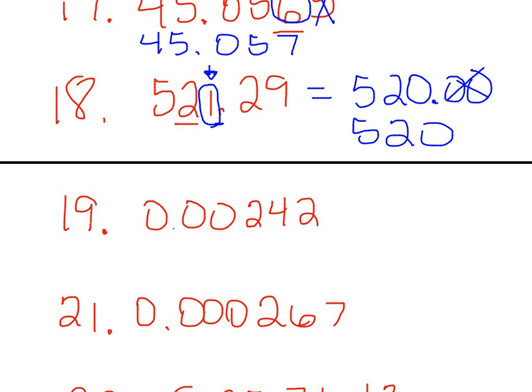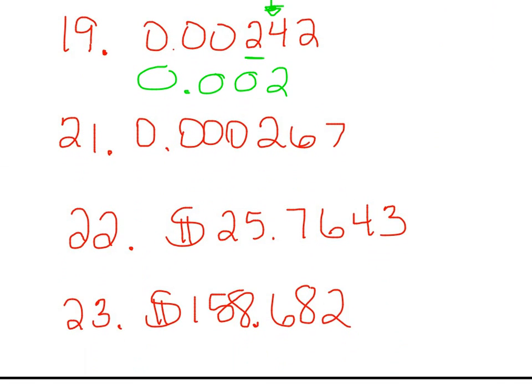Okay, on number 19, we're rounding to the largest non-zero place. I can't remember if we did number 19 or not, so I'll go ahead and do it. The 2 is in the largest place that is not a 0. So we look at the 4, and the 4 would make this 2 stay the same. So it would be 0.002. Okay? And number 21, the number that's in the largest non-zero place would be this 2. So we look at this 6, which would make the 2 go up. So we get 0.0003. Okay? And then we drop those other ones off.